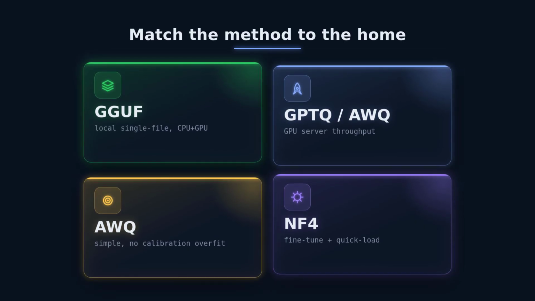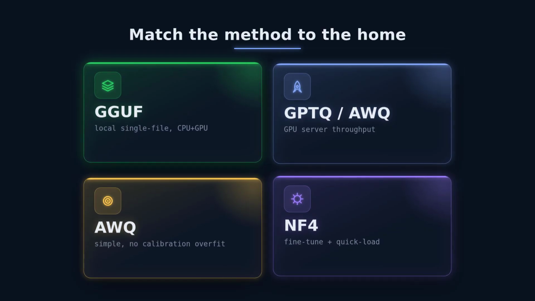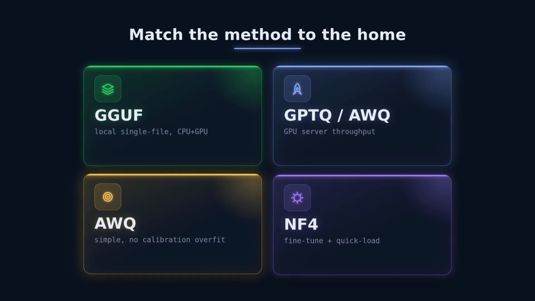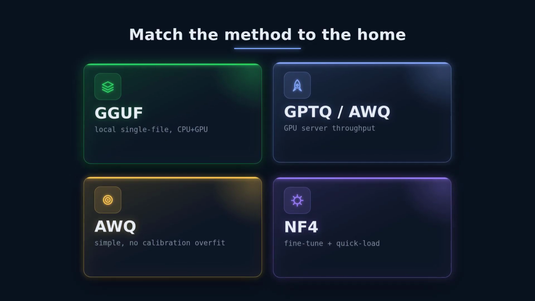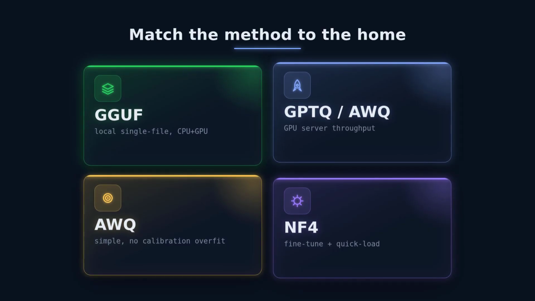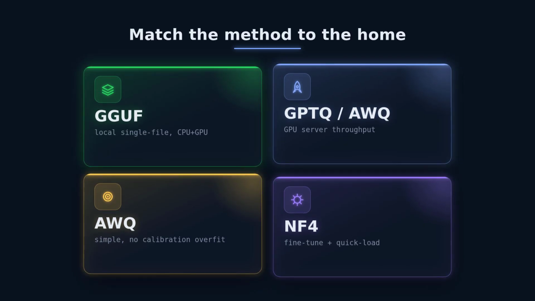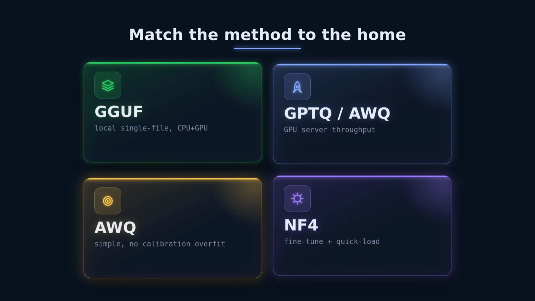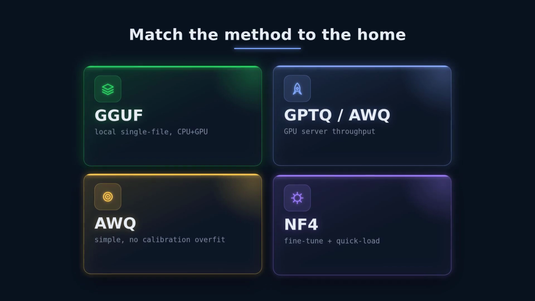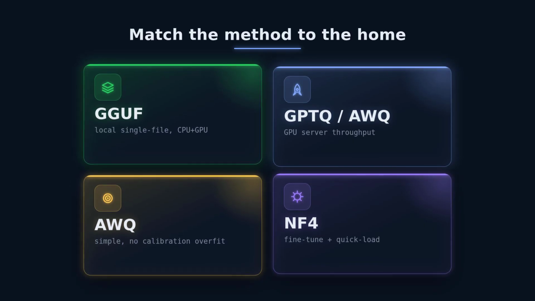Among those, the activation-aware approach is popular because its algorithm is simple and it does not overfit to its calibration data, often matching the more elaborate option. And the distribution-shaped 4-bit format has a special role. It's the one designed for fine-tuning a big model cheaply and loading it quickly. So, running locally, reach for the single file format. Serving on a card, reach for the server formats.